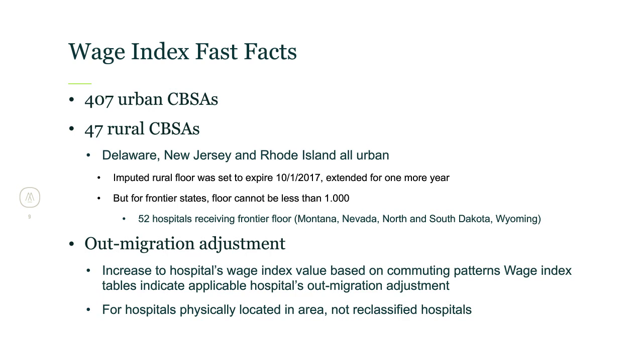It's also worth noting there are 5 states called frontier states. There are 52 hospitals in these 5 frontier states, and they're listed on the slide. Frontier states receive a wage index factor of at least 1, so they have some protection there. There's also what's called an out-migration add-on adjustment that is applied to some hospitals. Out-migration is intended to consider in the wage index employee commuting patterns for certain areas of the country. The out-migration add-on is a favorable adjustment. However, it's not available for hospitals that have chosen and have received an approved geographic reclassification.